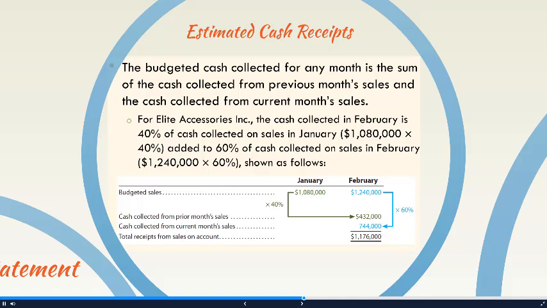Therefore, if we look at February, you know that 60% of February sales are going to be collected during that current month. Plus, then they get 40% of the previous month's sales. So I would take 40% of January, show that that's being collected during February, because our goal in the cash receipts is to show how much cash is coming in from each of those sales.